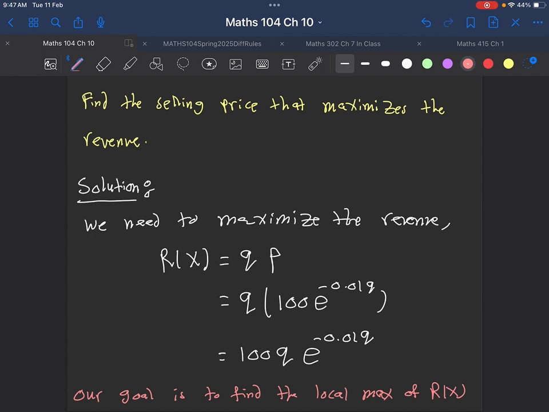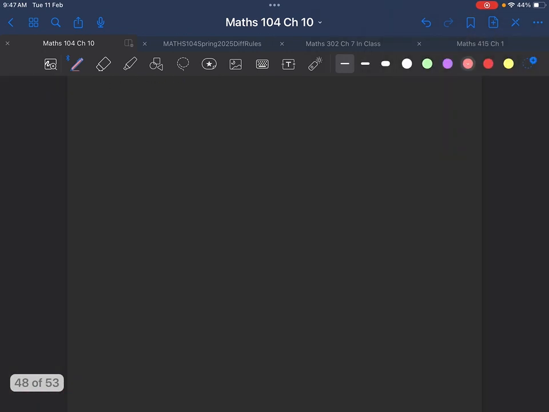What is the local maximum of R of X? Now remember, how do we find the local maximum of a function? We need to find the critical numbers and then we need to check the second derivative test. So let's go ahead and find the critical number.